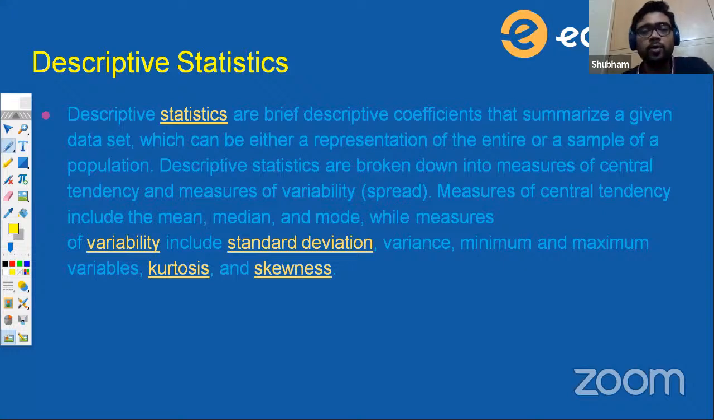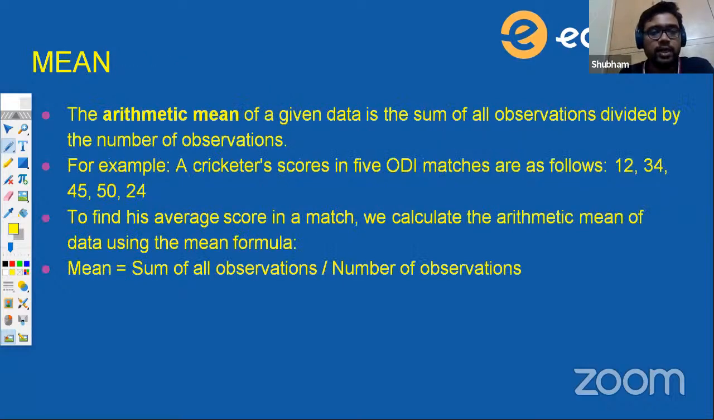Now see how descriptive statistics helps us in understanding the data better. I'll give you an example. But first of all, let's understand the very basic things in descriptive statistics, that is mean, median, and mode. Mean is basically the arithmetic mean. Mean is also known as arithmetic mean, and arithmetic mean is the sum of all observations divided by the number of observations. The formula for arithmetic mean is the sum of observations divided by the number of observations.